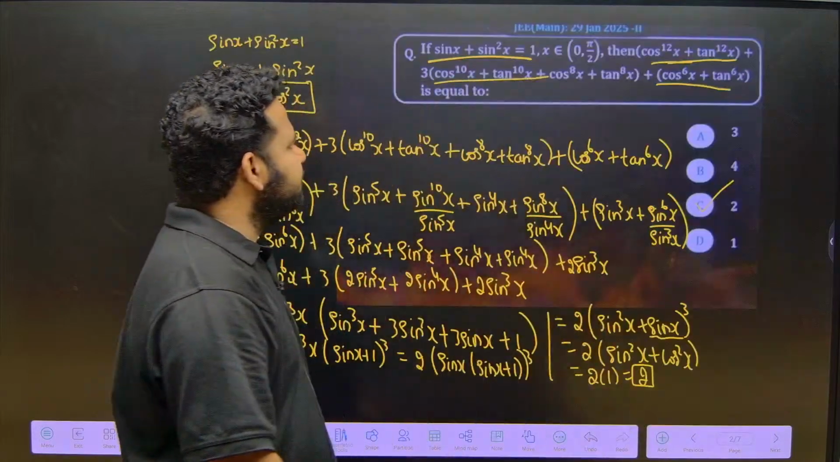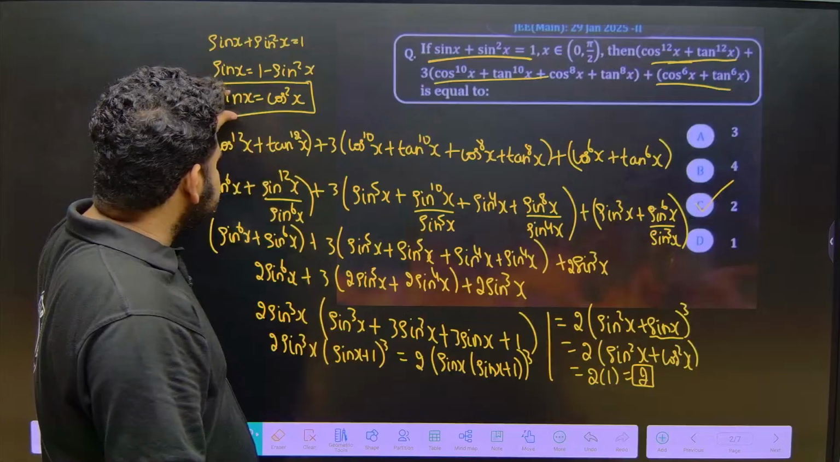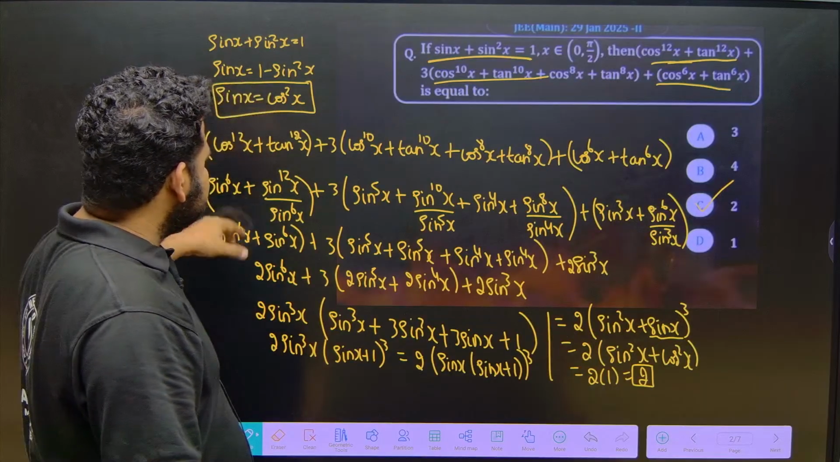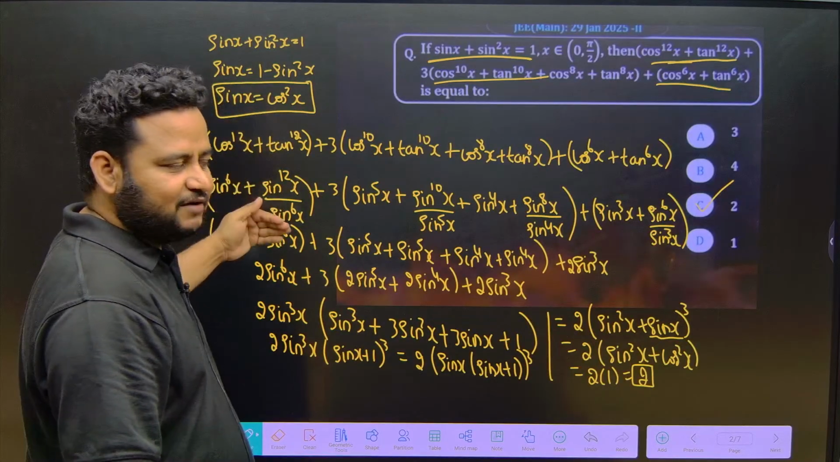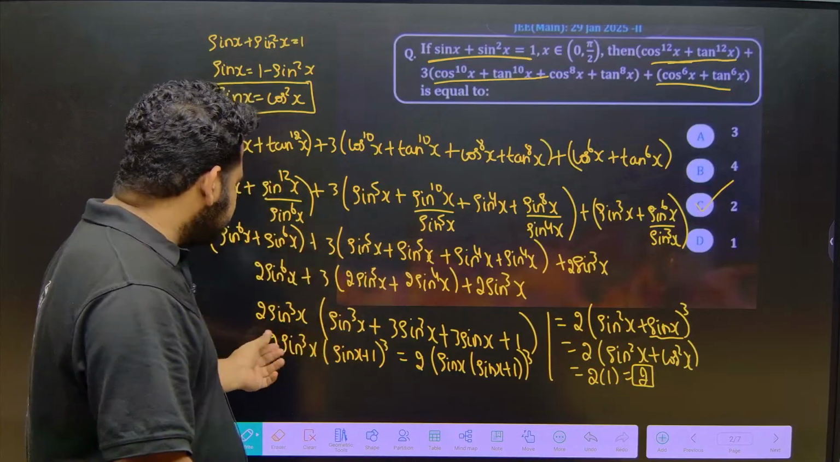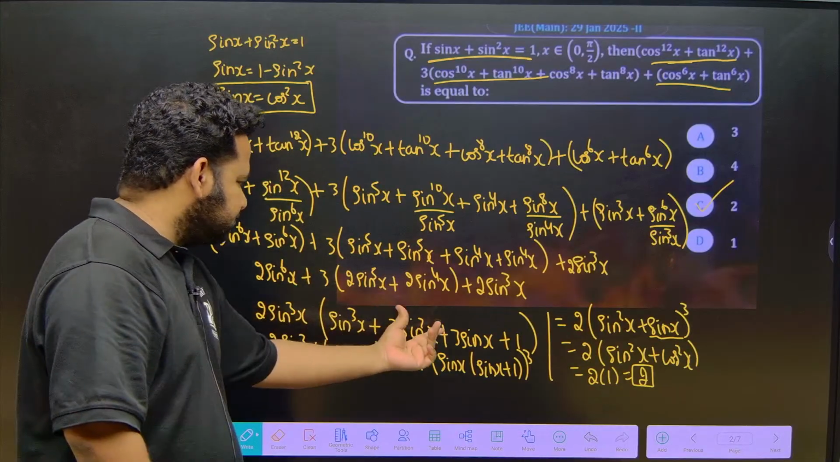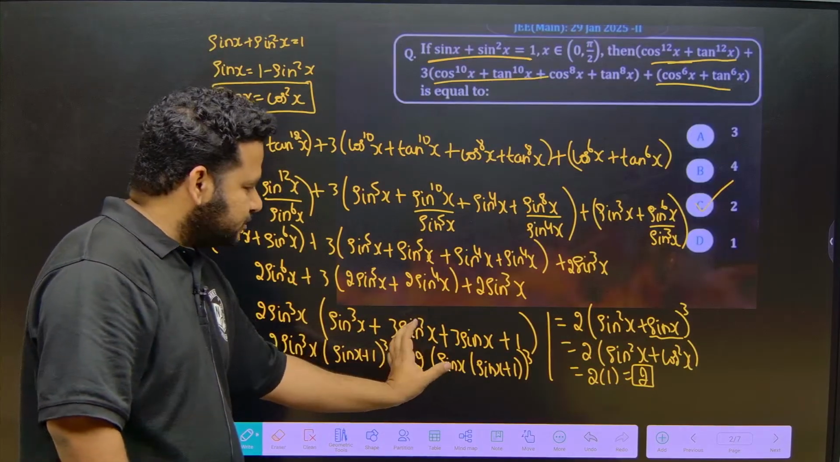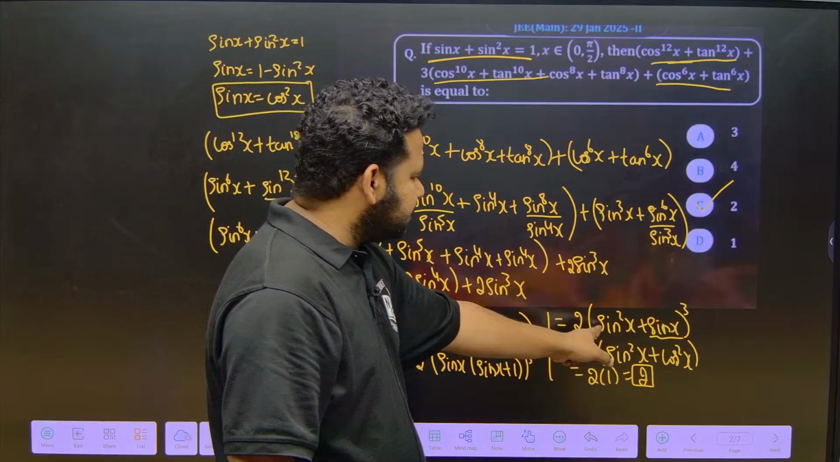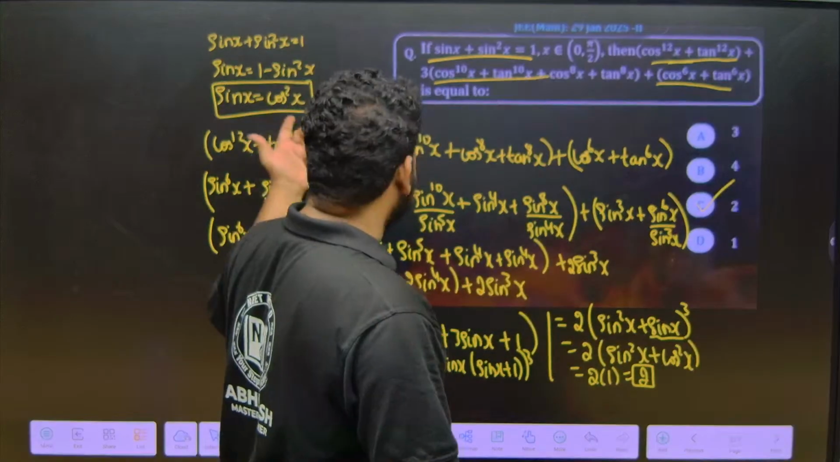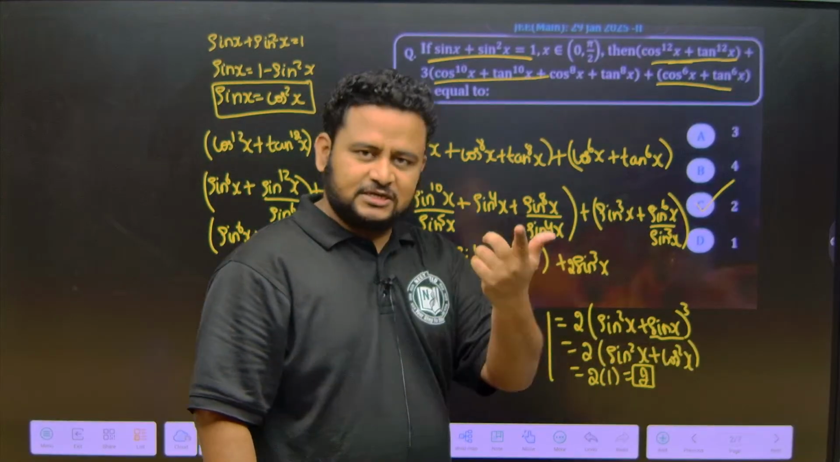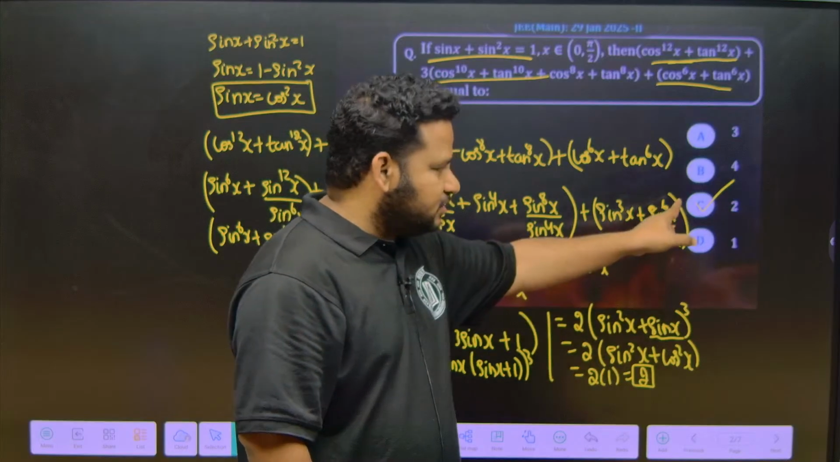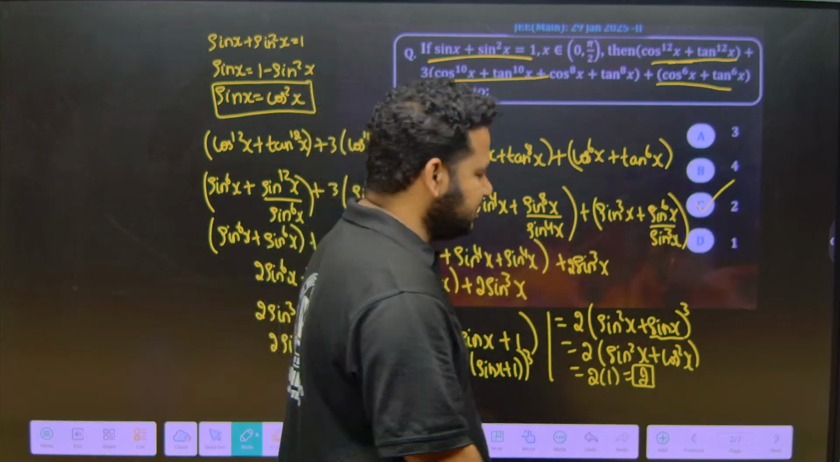Next, we modified this and got sin x is equal to cos square x. Wherever cos power is there, that will get half, and by simplification we get 2 sin cube x equal to sin x plus 1 whole cube. Everything I put under cube. This I will get as 2 times sin square x plus sin x. Sin x I can put as cos square x, so sin square x plus cos square x is equal to 1, and this will give us 2. So option C is the right answer here.